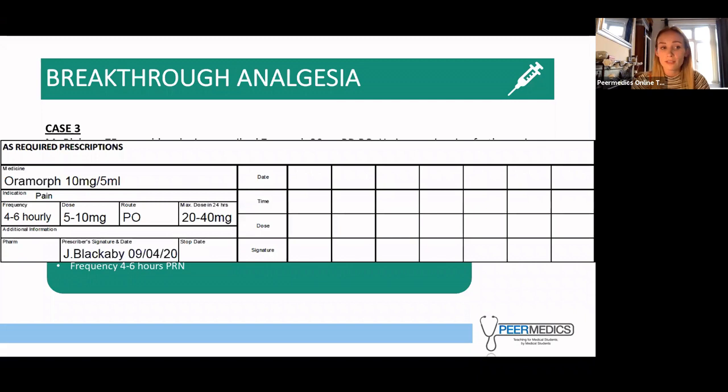So you need to make sure, as I said, that it's a solution. So you need to give the strength. You need to always give the indication for any PRN medication. Make sure you give the frequency and the maximum dose that they could have in 24 hours. This is just to stop it being given any more than it can be in a day. You don't want to give anyone any toxicity by giving them more than they can actually handle in a day.